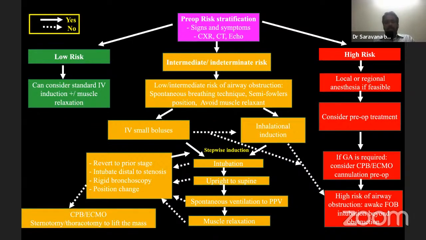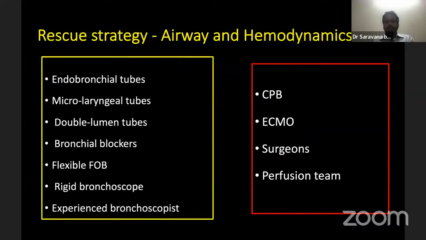So if none of this works and you are feeling any issues, you are not able to revert to the prior stage and you cannot do a rigid bronchoscopy, the next thing is that you have to go for cardiopulmonary bypass or ECMO in these patients. Or you have to immediately ask the surgeon to do a sternotomy or thoracotomy to lift the mass up. So these are the options available for patients with intermediate or indeterminate risk.